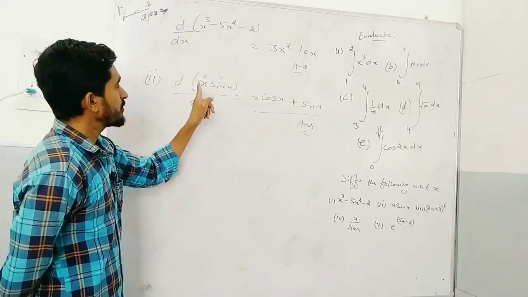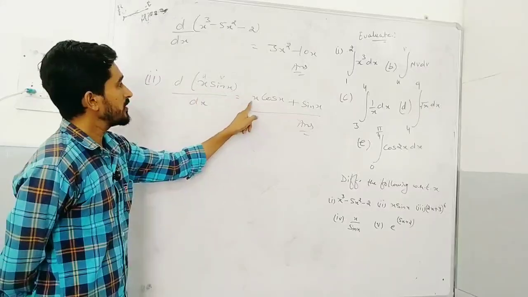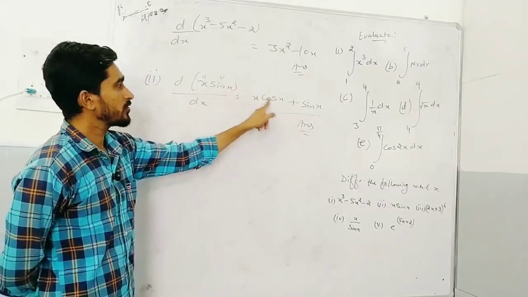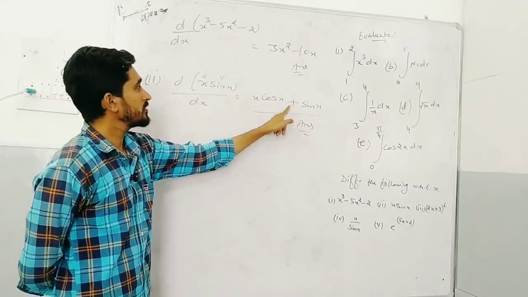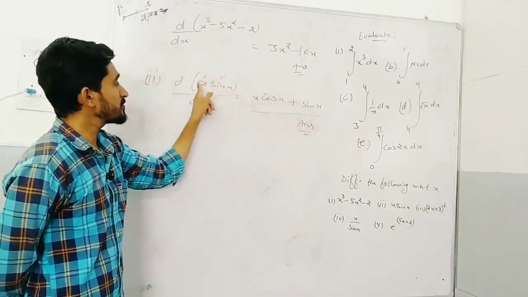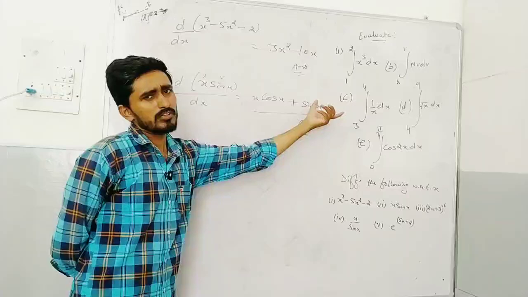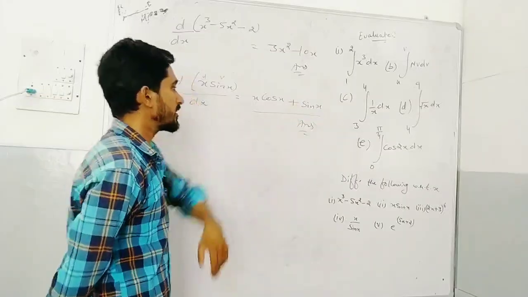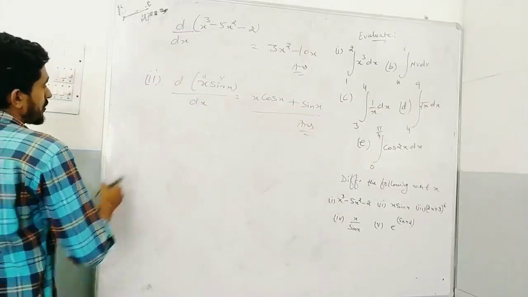Repeat it again. u as it is, differentiation of sin x is cos x, plus v as it is, differentiation of x becomes 1. That 1 can be written or not written, that does not matter. Okay.